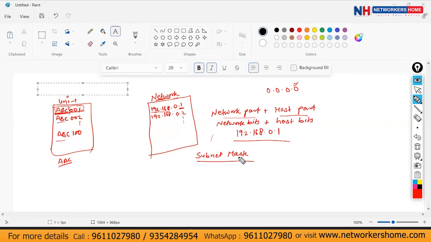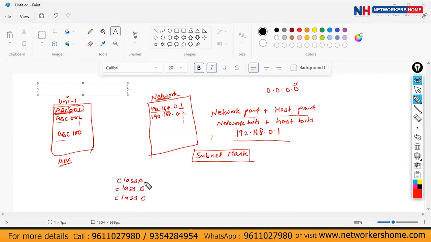Okay, so how do we know which part is the network and which part is the host? We will know with the help of the subnet mask. This subnet mask is going to decide which part is the network and which part is the host. Now, we use only 3 classes for assignment purposes. Those classes are class A, class B, and class C.